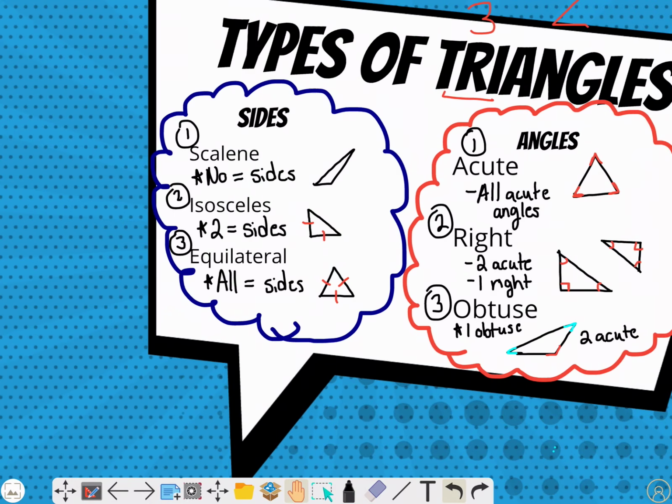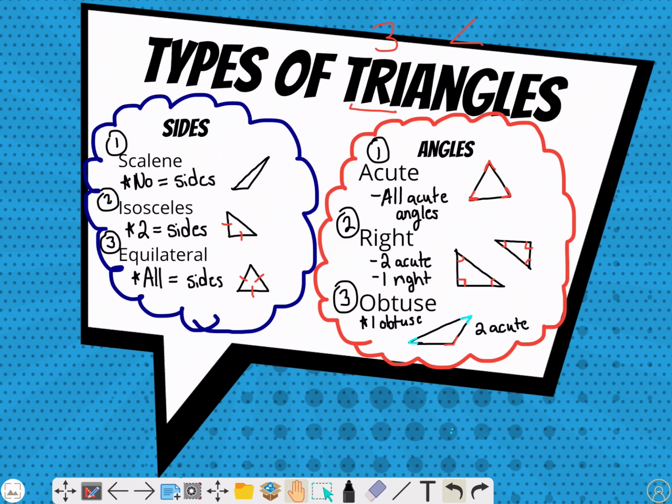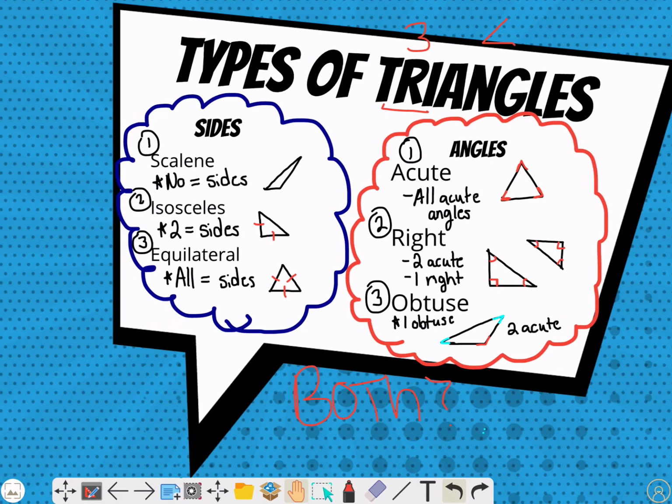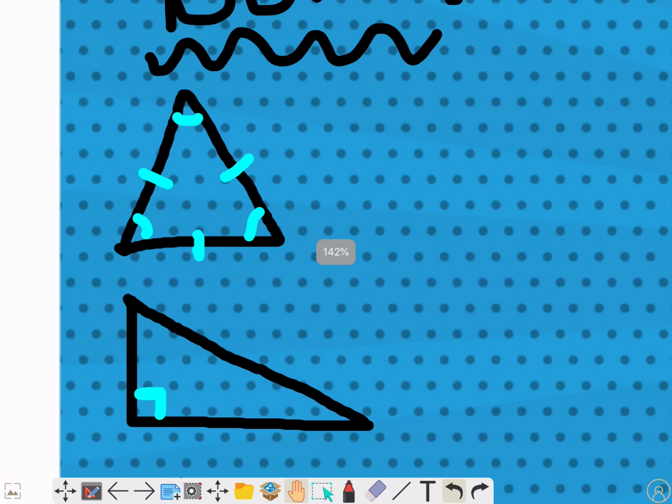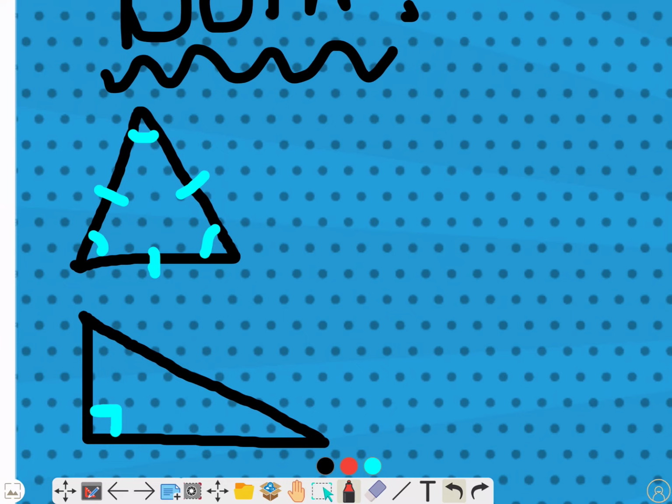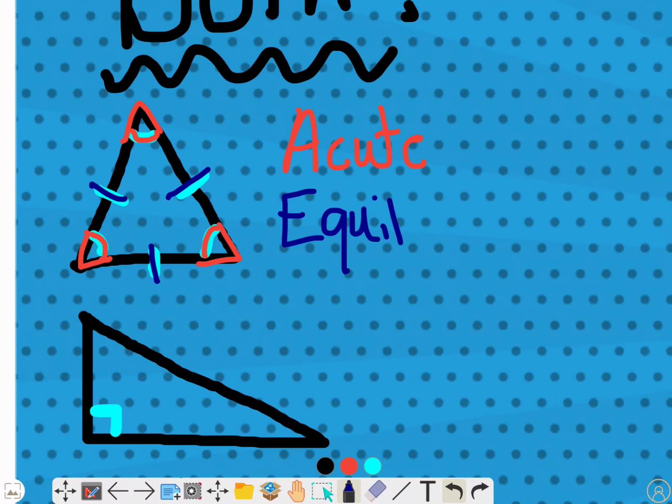Now that we have all that information, can you do it with both? Yeah, let's do a couple of example problems. So what I gave you were these two triangles. If I just look at the angles here, here, and here, that's definitely an acute triangle. And if I look at the sides, they told me right here that they're the same length. So that's an equilateral. So this is an acute equilateral triangle.